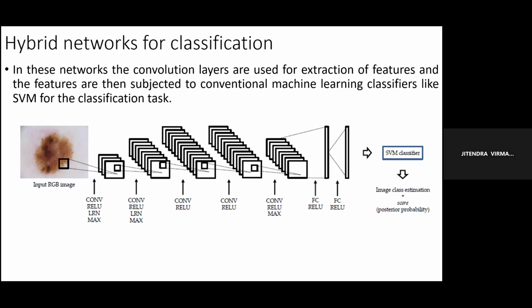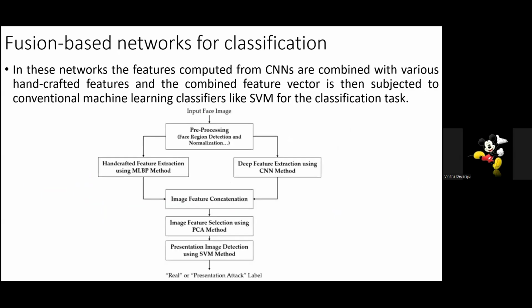So this is known as a hybrid type of classification where we are using a convolutional neural network as a feature extractor, and whatever features we get from the CNN, we feed to a conventional machine learning classifier. This kind of implementation of CNN is known as a hybrid network. Now this is fusion based network classification.